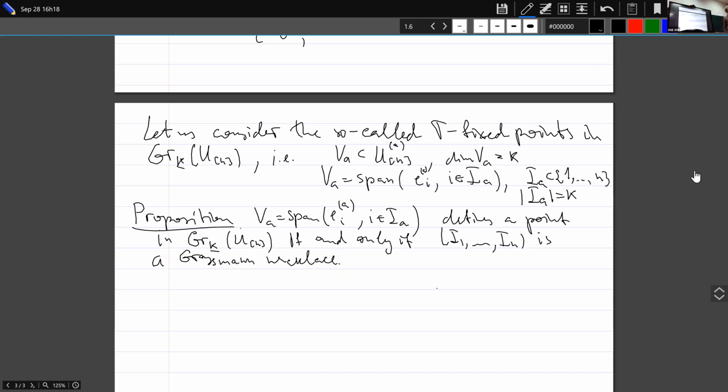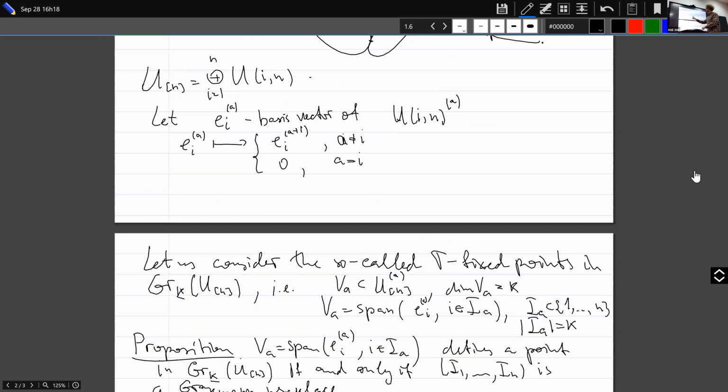So, and actually, this is easily seen because of what's the condition? The condition is that, so let me show you once again the map. You see the map says that EIA has to be mapped to EIA plus 1 or to 0. So it means that we want our point to be compatible with the maps, meaning that if you have a vector EIA at the Ath vertex, then you have a vector EIA plus 1 at the A plus 1st vertex.